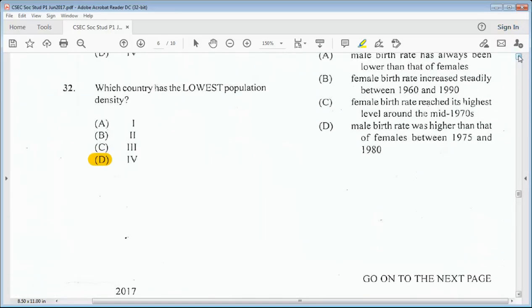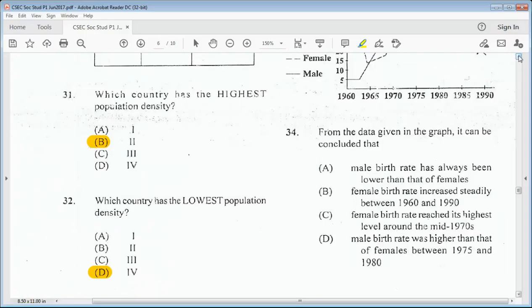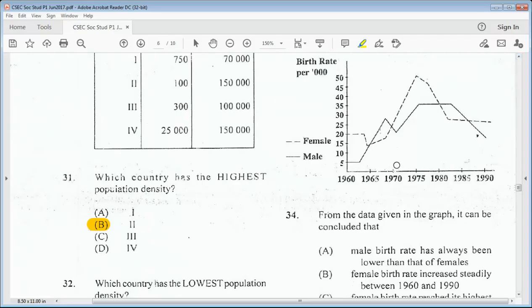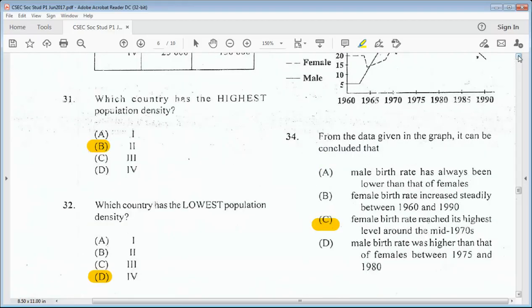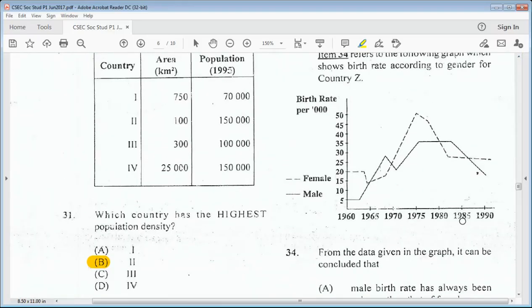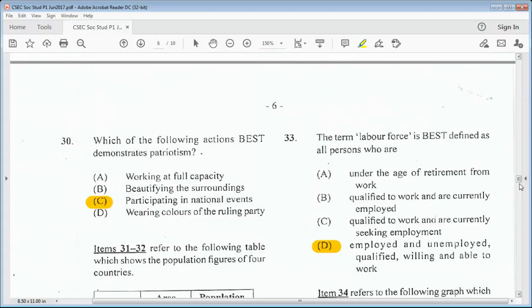Let's look at option C. Says female birth rate reached its highest level around the mid 1970s. Let's look at it. So female unbroken, 1970s. Yes. See it here? It reached its highest peak in the 1970s. So option C would be correct. Let's look at option D, what it says. Male birth rate was higher than that of females between 1975 and 1980. So 1975 and 1980, male birth rate was higher. No, that is not true. So we got our answer.